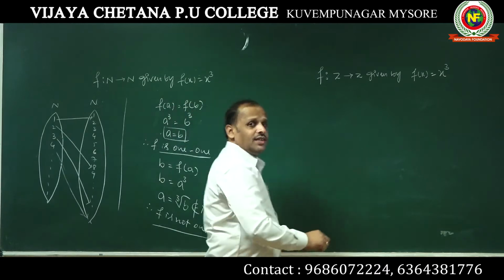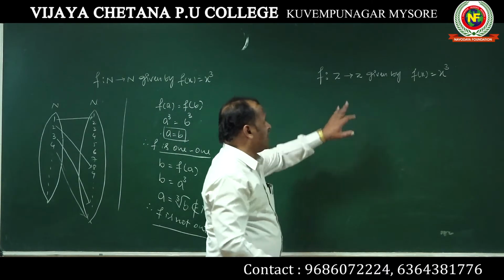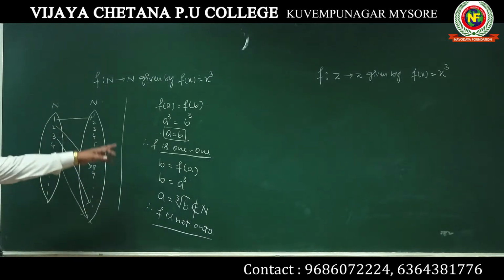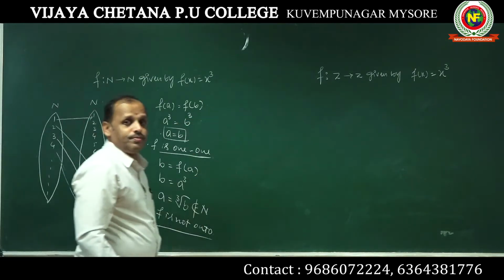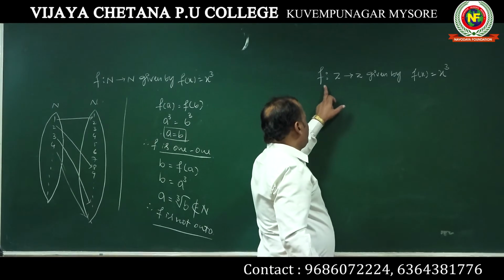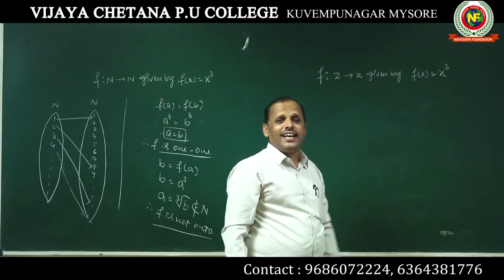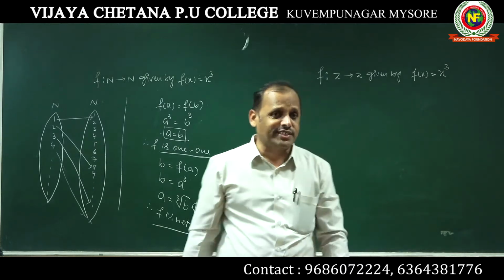Now here the same question: f of x equals x cube for f. Z tends to Z, given by f of x equals x cube.